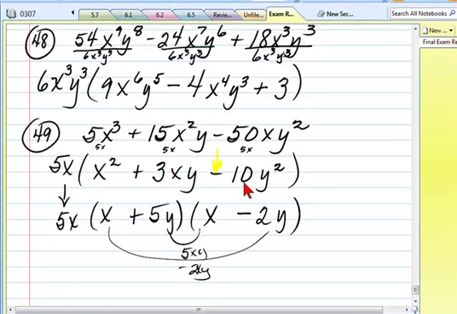So when I was working on figuring out the factors of the 10, 1 times 10 would not give me a difference of 3, but 5 times 2 did, and that's why I chose 5 and 2.